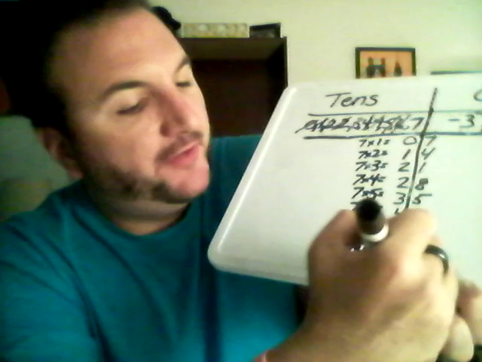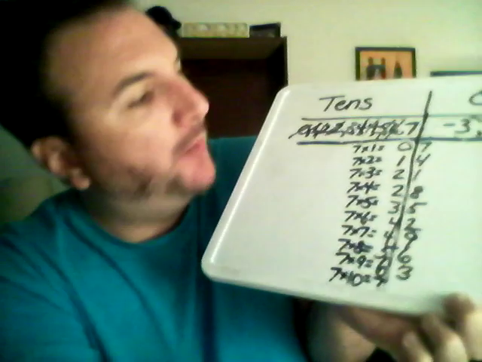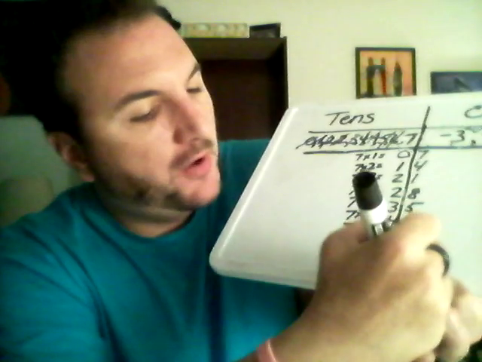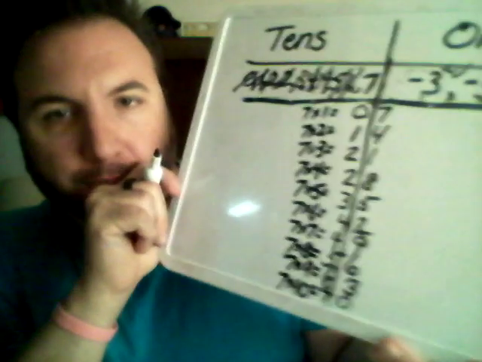Now I go to the 7. 7 times 10 is what? Well, that's easy. Subtract this 3. 3 minus 3 is 0. 7 times 10 is 70.